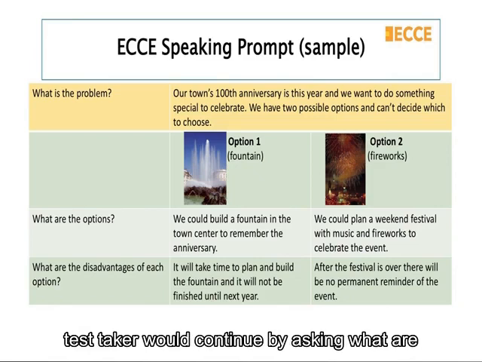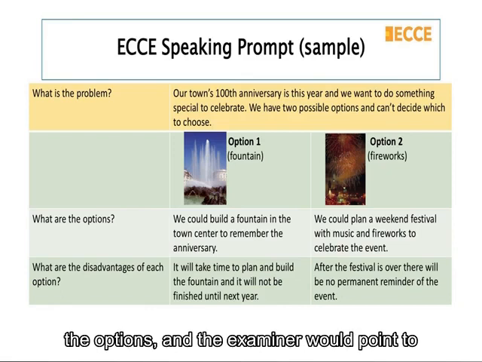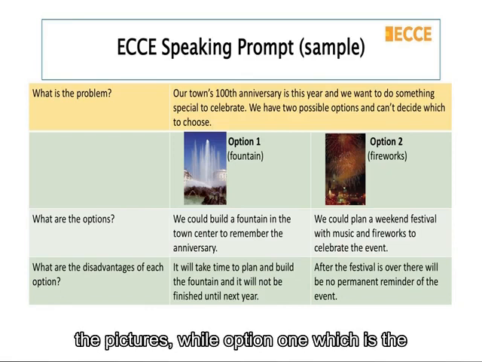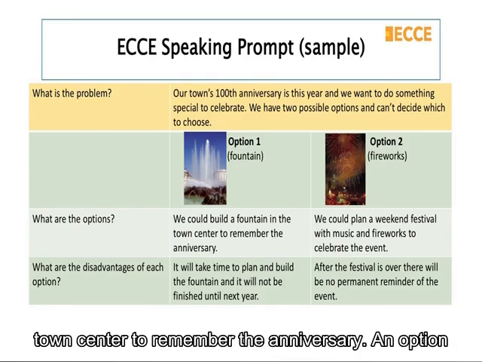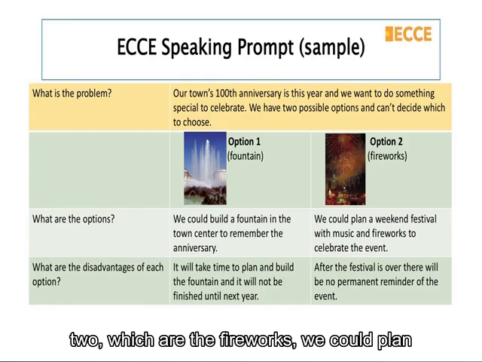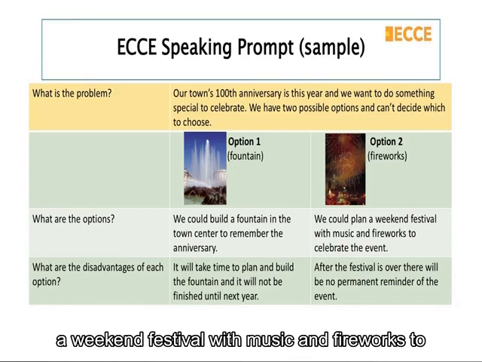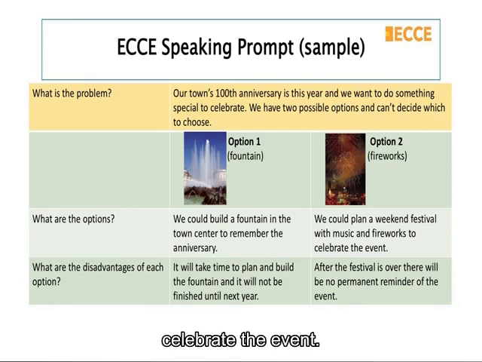Then the test taker would continue by asking, what are the options? And the examiner would point to the pictures. Well, option 1, which is the fountain. We could build a fountain in the town center to remember the anniversary. And option 2, which are the fireworks. We could plan a weekend festival with music and fireworks to celebrate the event.